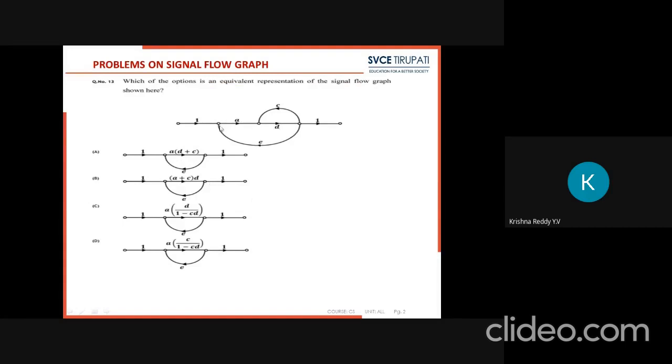When you are simplifying this signal flow graph, we get the transfer function. This transfer function is equal to which among these options? If you simplify each and every option, you can get the transfer function of this given problem.